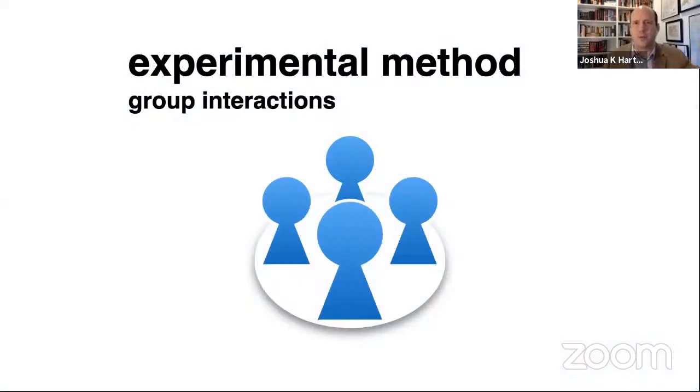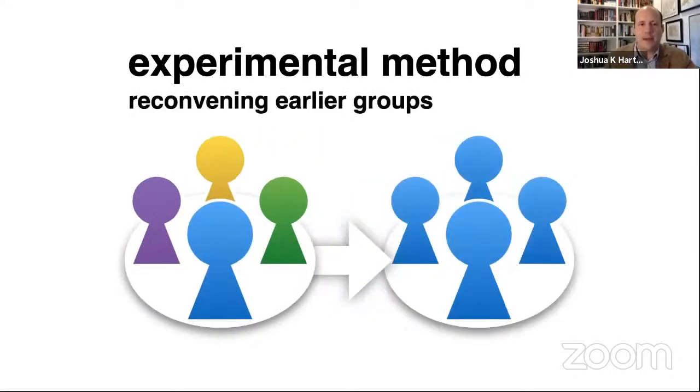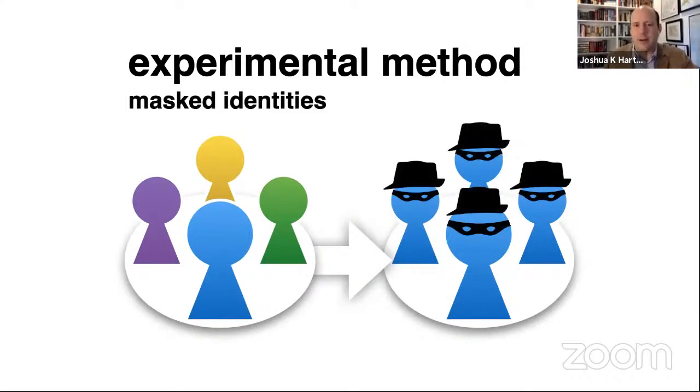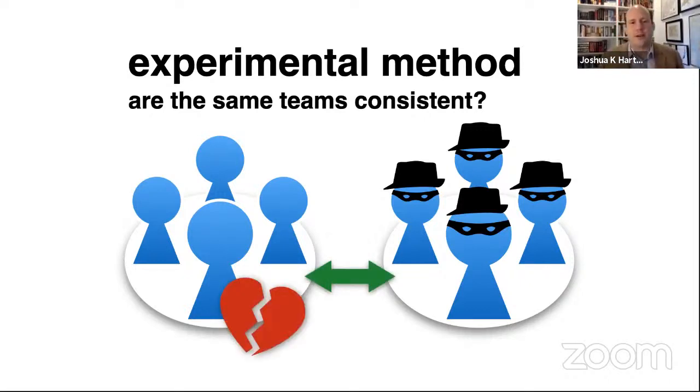So the idea is you have some group interacting, and then you make a new group. You just mix up people across groups. Now we have a new group, 4 people who were originally in 4 different groups. But then we're going to reconvene that original group without people knowing by masking them. And then the question is, if originally when these 4 people worked together, things didn't work out, they did a bad job on their task, is that going to happen again the next time around, given that they don't know that these are the same people? Or is the heartbreak going to be repeated all over?